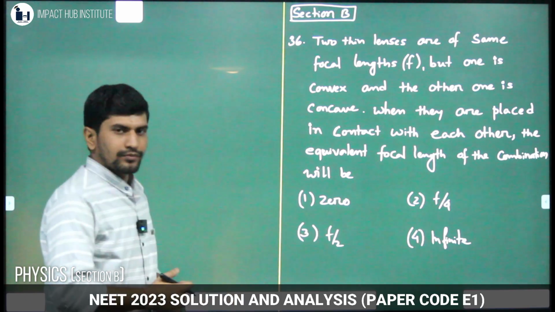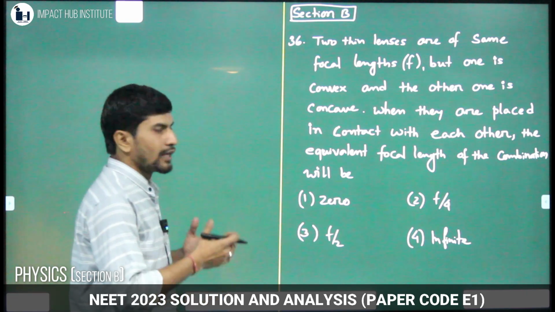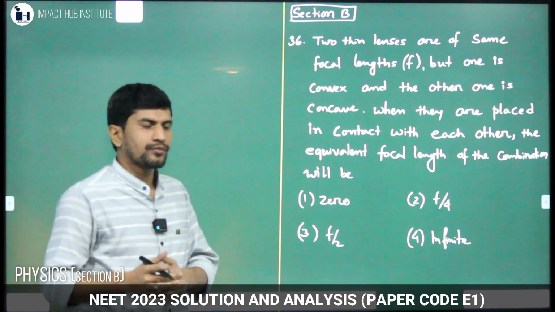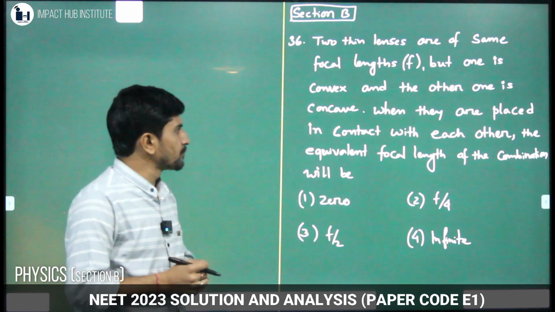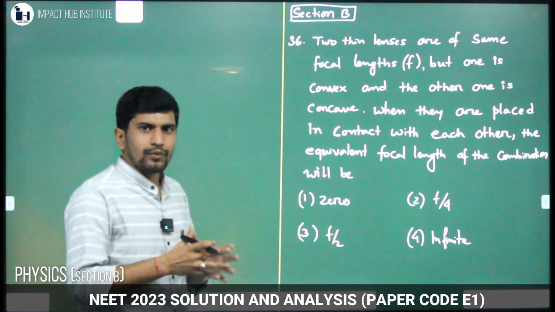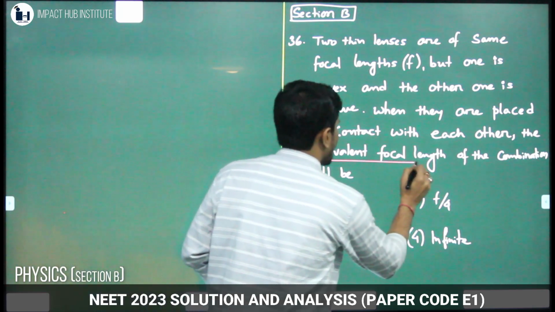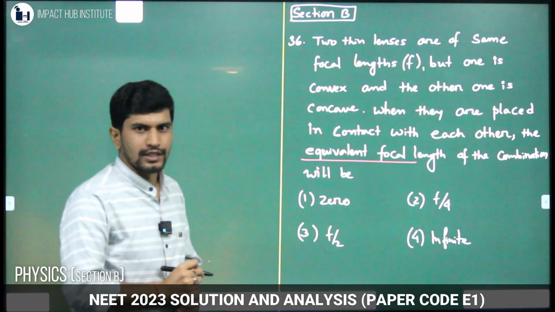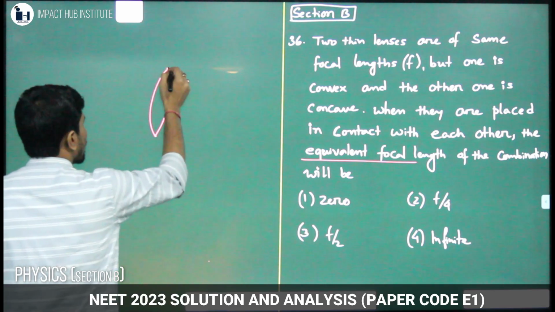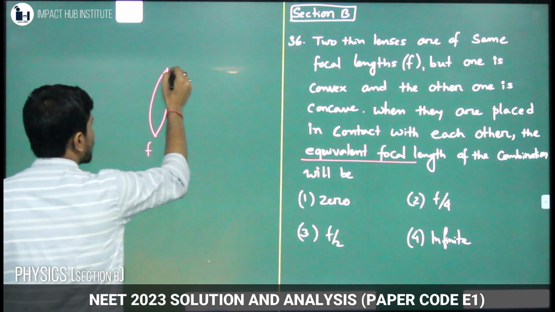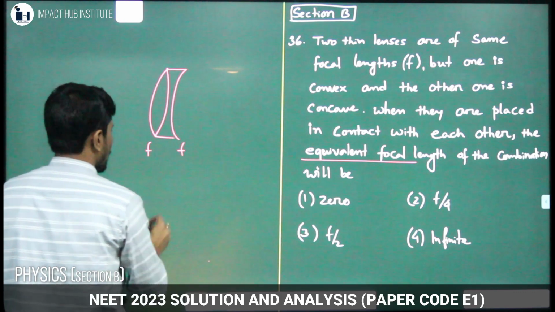So the first question mentions that there are two thin lenses, one convex and the other concave. Both lenses have an equal focal length and are placed in contact with each other. In this situation, we are supposed to find the equivalent focal length of the system. So this is my convex lens whose focal length is f, and we have a concave lens whose focal length is f. What is the equivalent focal length?